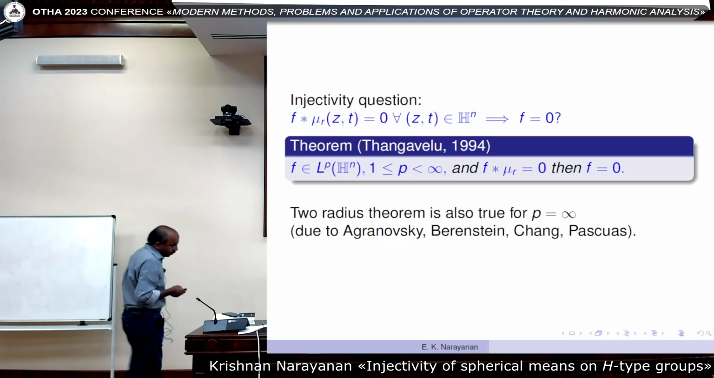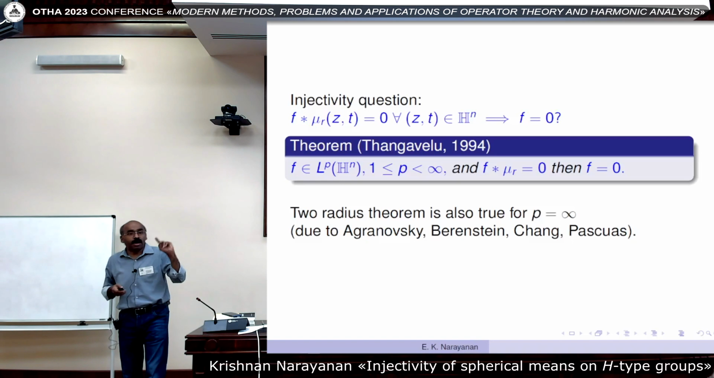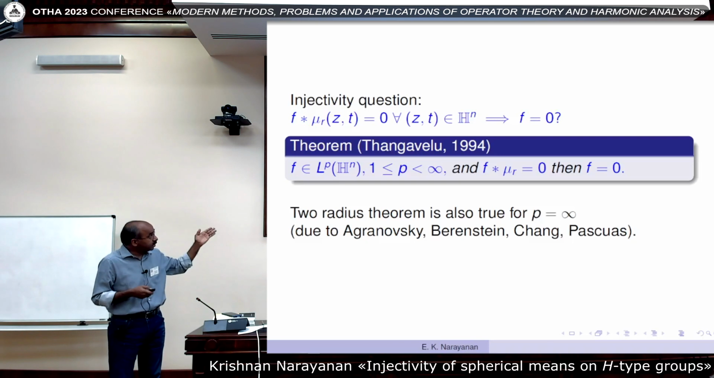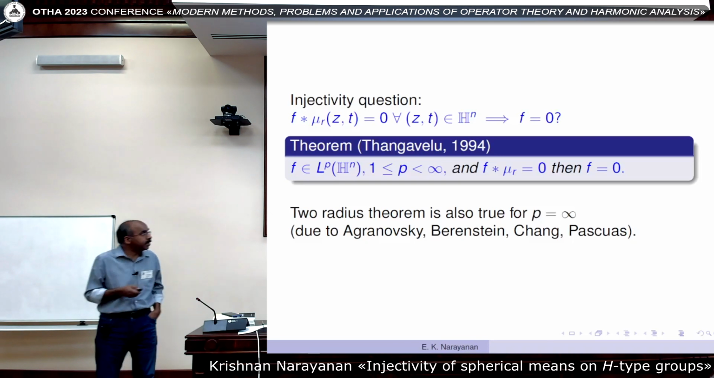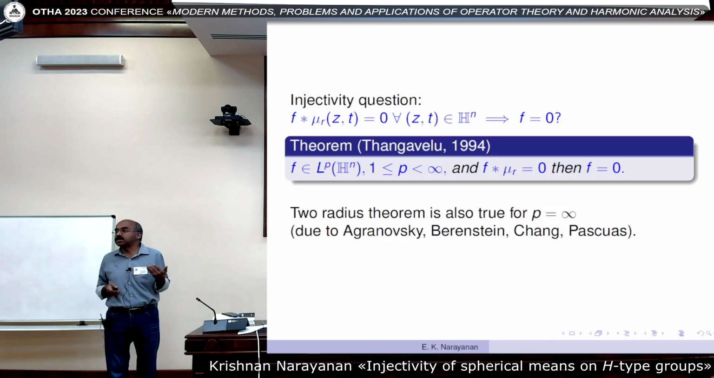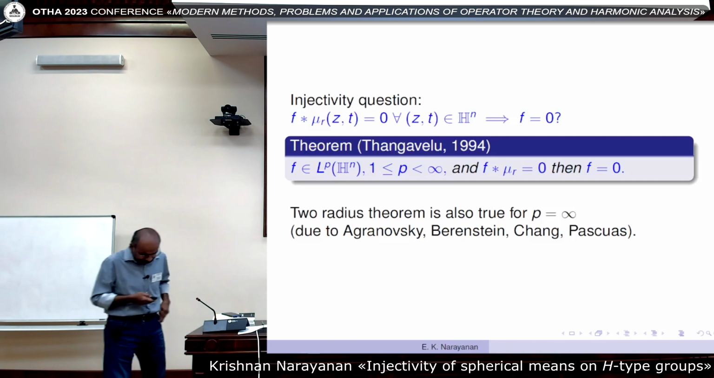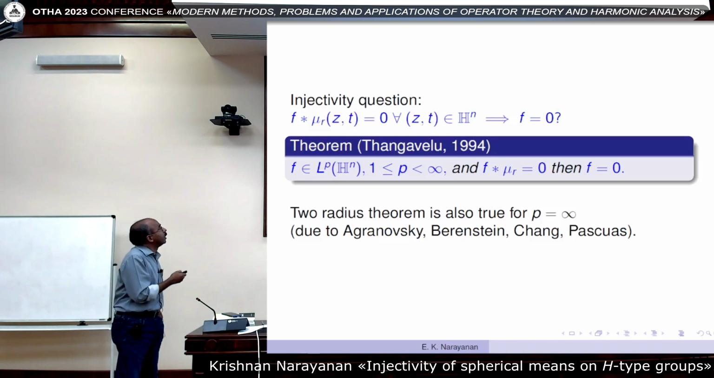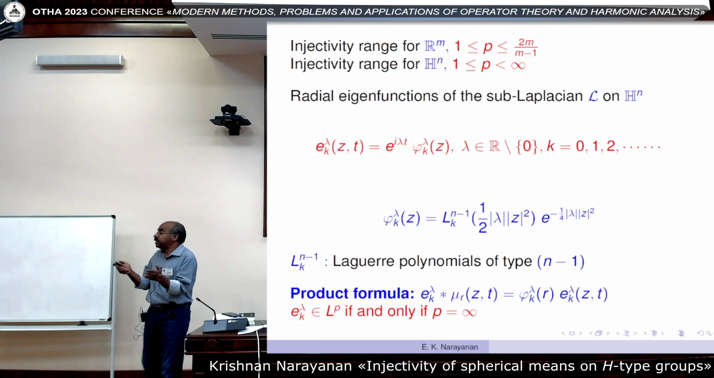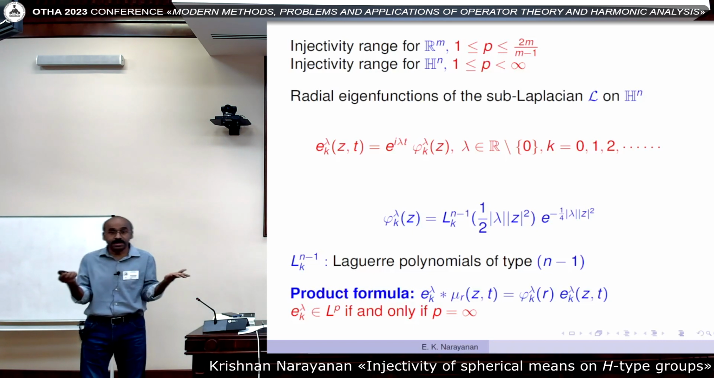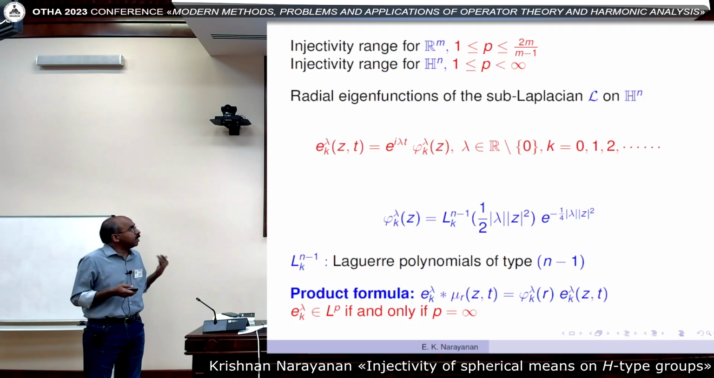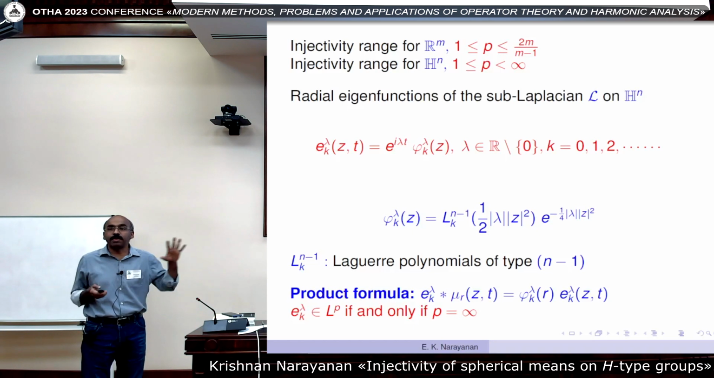And a two radius theorem is also true. Remember Zalcman's two radius theorem, R and S, where R by S is not a ratio of the zeros. That is also true, and this was done by Agranovsky, Berenstein, Chang, and Vasquez. This is more like a Wiener-Tauberian theorem for a certain class of functions on the Heisenberg group. How does one determine the injectivity range? Of course, you can look at natural counterexamples and see which LP they belong to. The natural counterexamples seem to be radial eigenfunctions of the Laplacian.